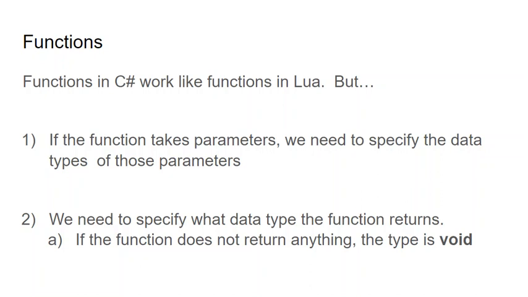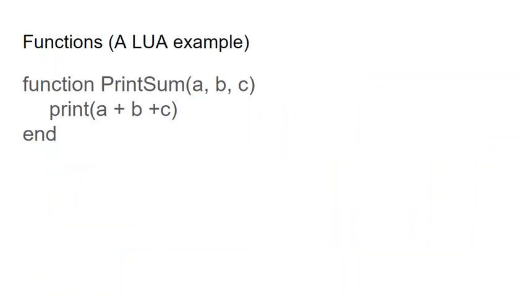If the function doesn't return anything, which is probably most of our functions, then the return type is void. Void is a keyword which means nothing. There is no return value from this function. So let's take a real simple Lua function here. This function is called print_sum, and it takes three parameters, A, B, and C, and it just prints them out. So this would work in Pico 8. If we passed it in 1, 2, and 3, it would add those up and print out the number 6.